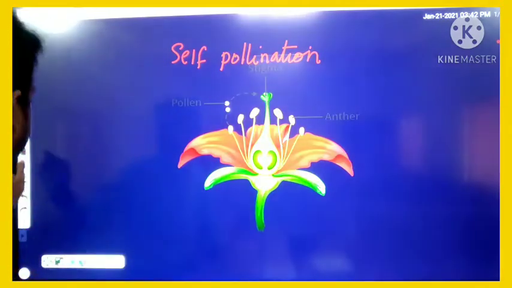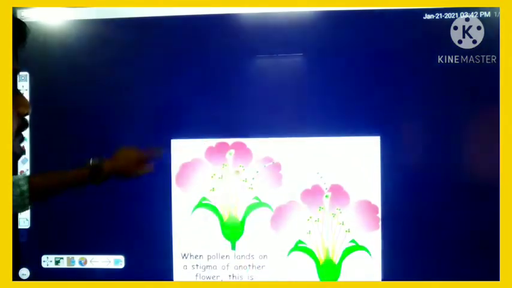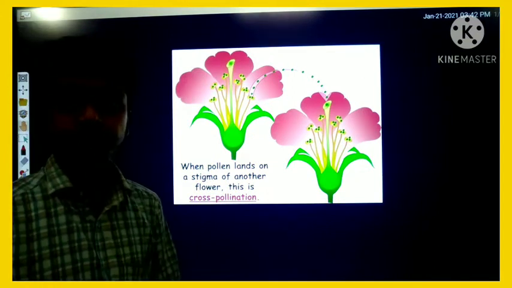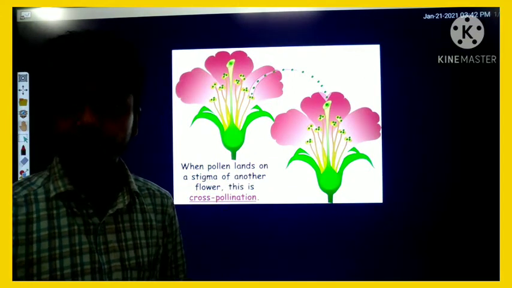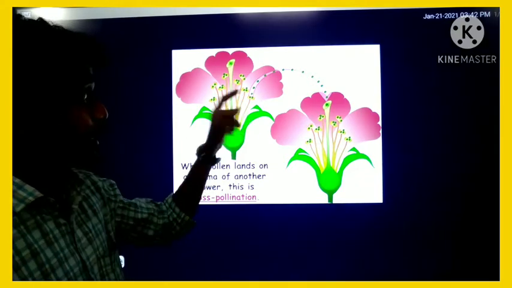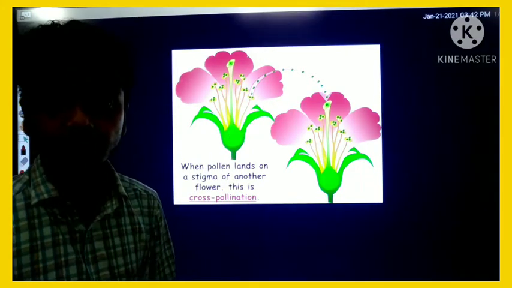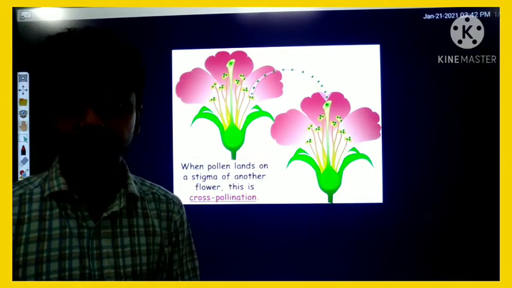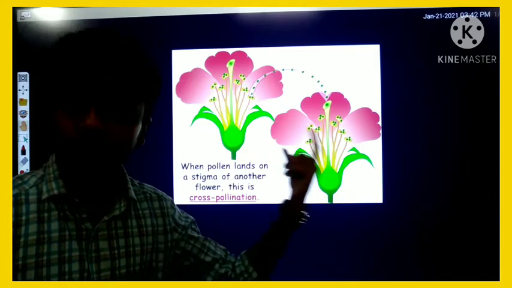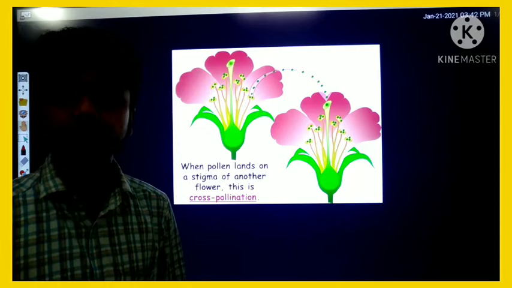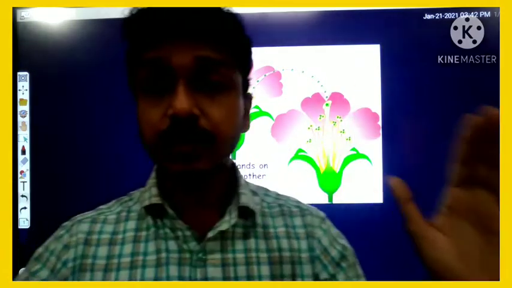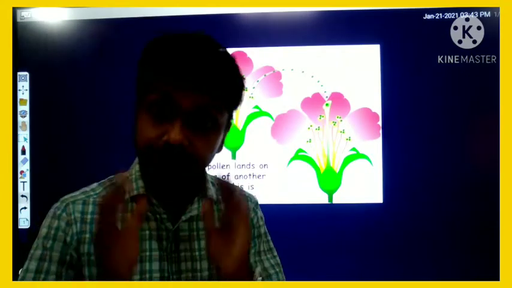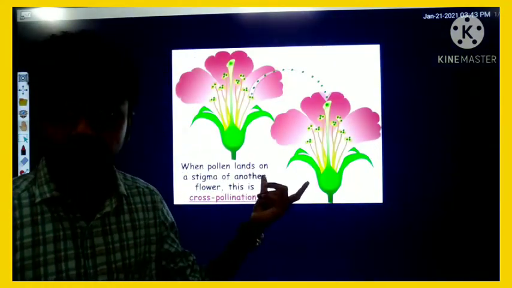Now here, next one. Here you can notice two flowers, right? Here also pollen grains are transferring from stamen to the stigma of another flower, not in the same flower, of another flower. Another flower of the same plant or a different plant of the same kind of plant. It should happen in the same kind of plant.